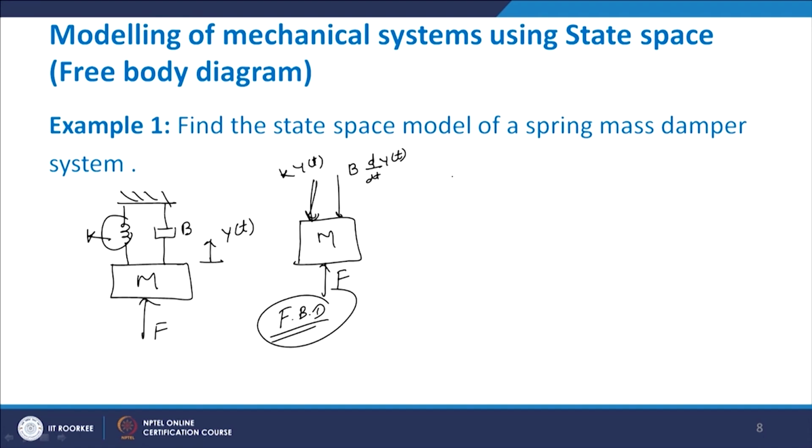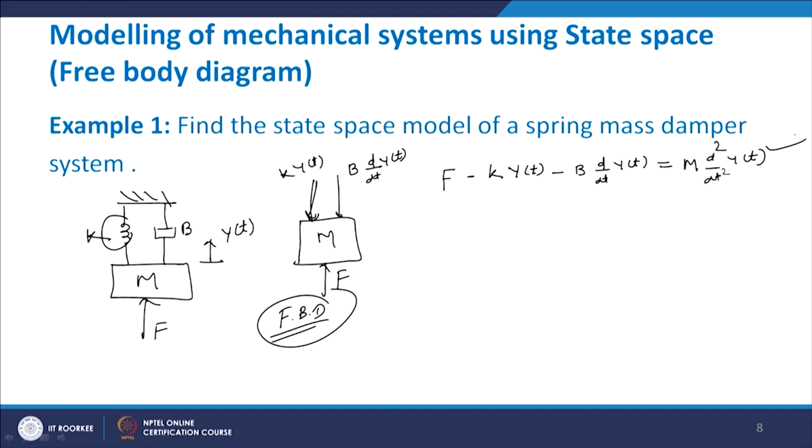So, for the equation we write down force F minus k, this is opposing, so we write down k y of t minus b differentiation with respect to t of y of t equal to m d square by dt square of y of t. That is, this equation we can write down in this way.